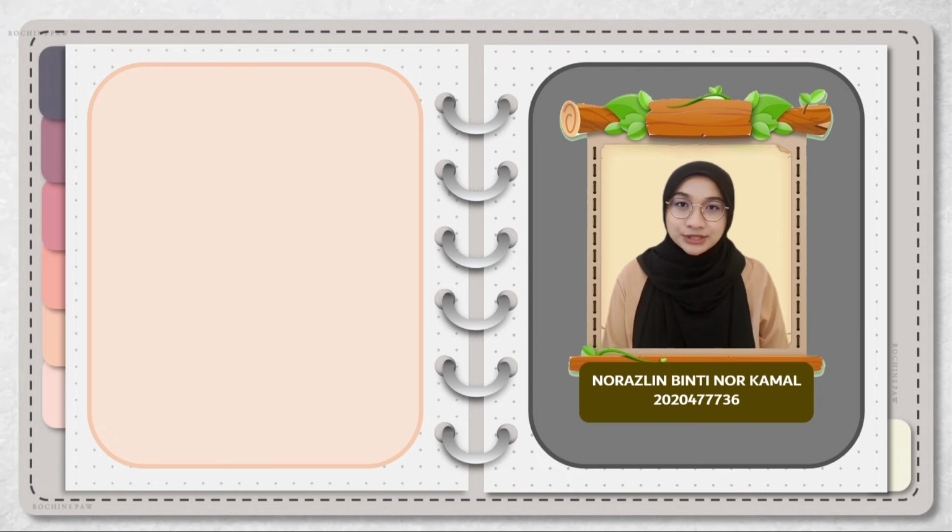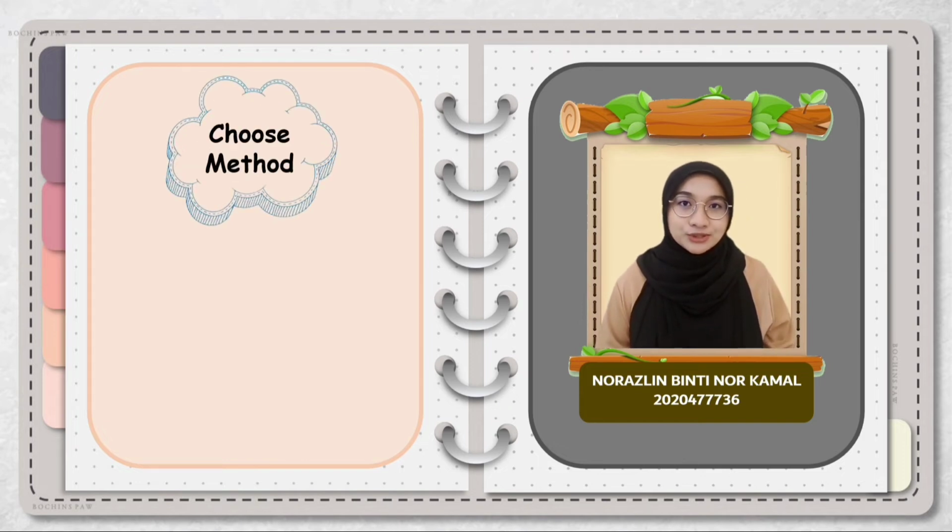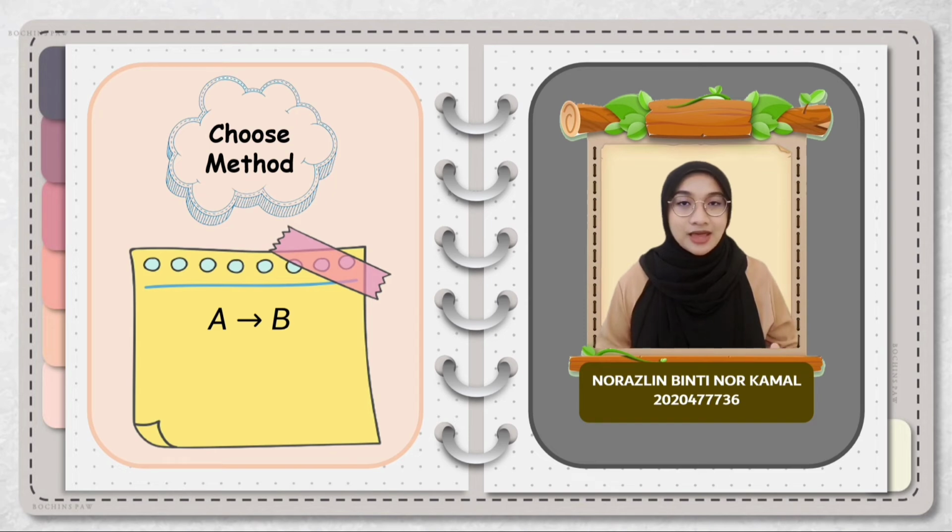I will present to you chapter 3, two methods, which are the choose method and the specialization method. So when do we need to use the choose method? We need to use the choose method when in B we have a universal quantifier.